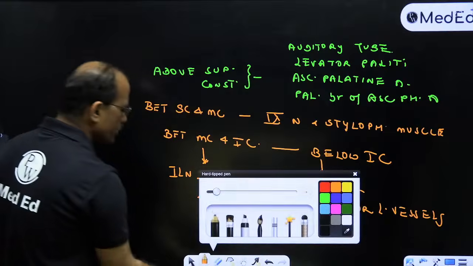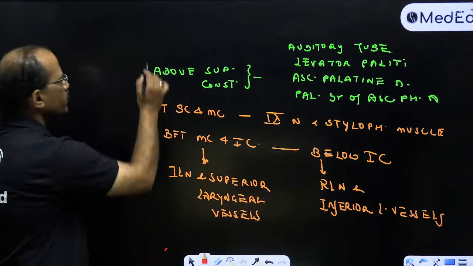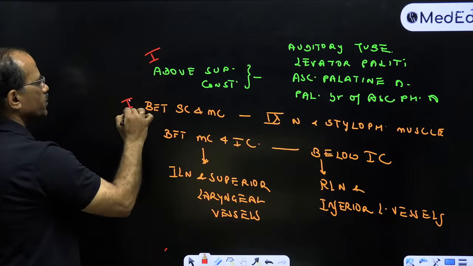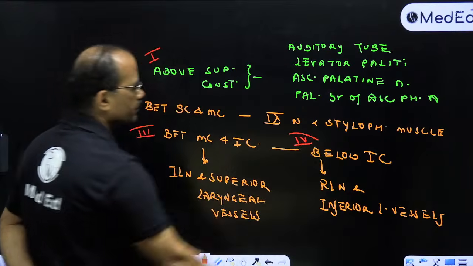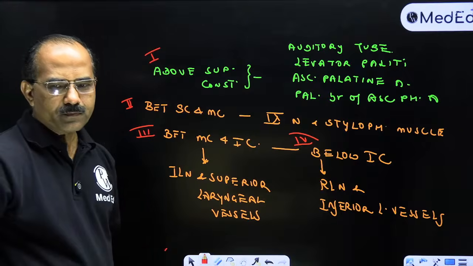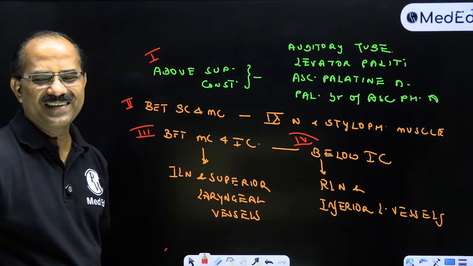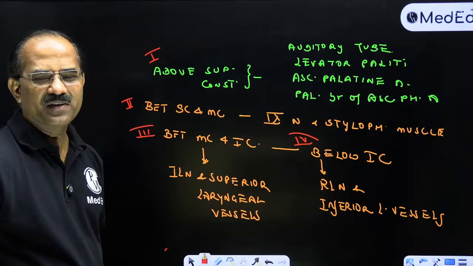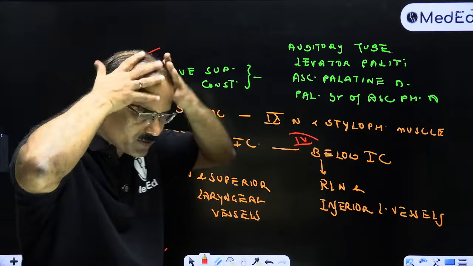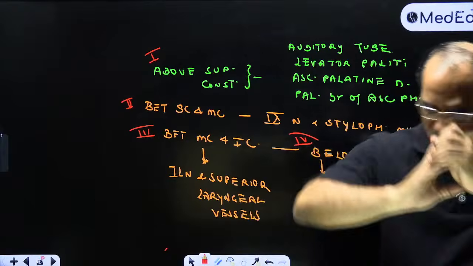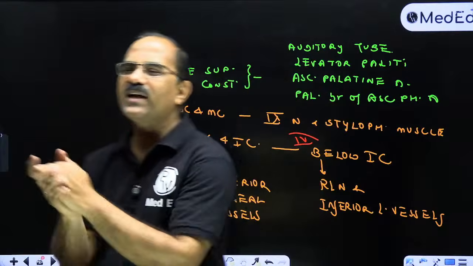Just remember this, bachon, this is extremely important. This is 1, this is 2, this is 3, and this is 4. Very good. बच्चे ये याद रखना. This is very important. वैसे internal laryngeal nerve क्या pierce करती है?